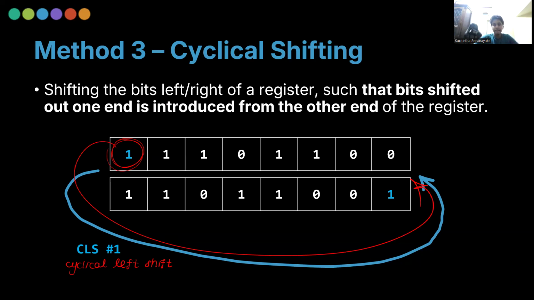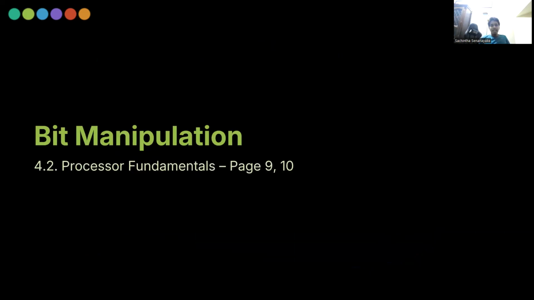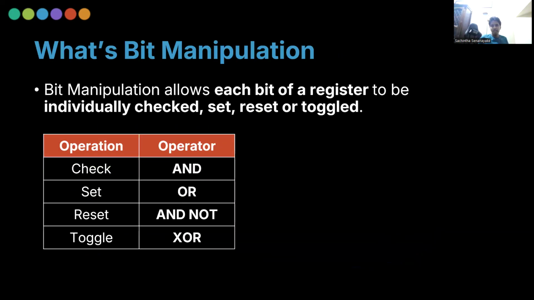Finally, we meet the last topic, which is bit manipulation, which is introduced to you in the note on page number 9 and 10. What is bit manipulation? Bit manipulation allows each bit of a register to be individually checked, set, reset, or toggled. Now, what does this mean? Imagine you have a register full of ones and zeros. Imagine it's an 8-bit register.